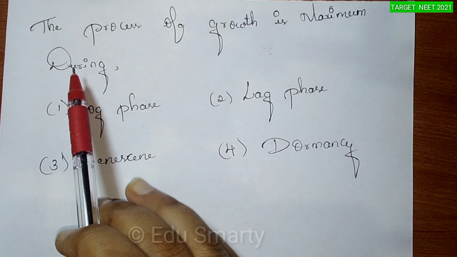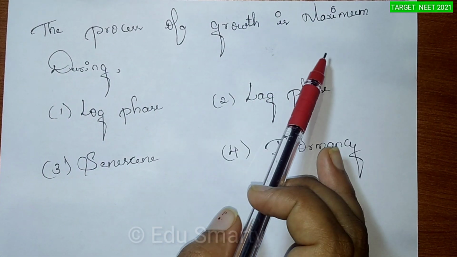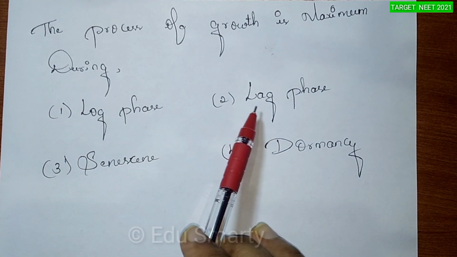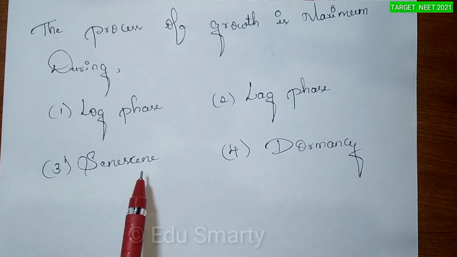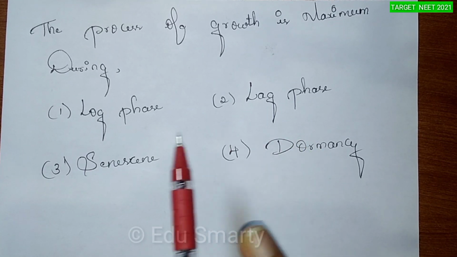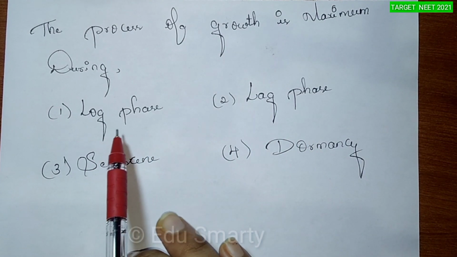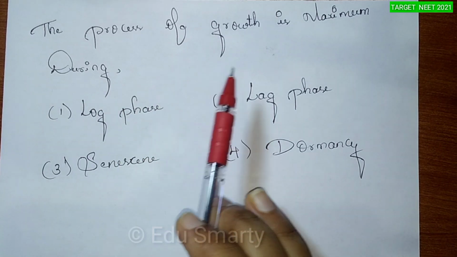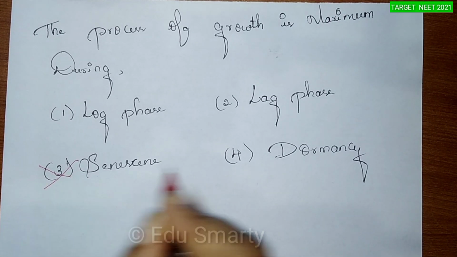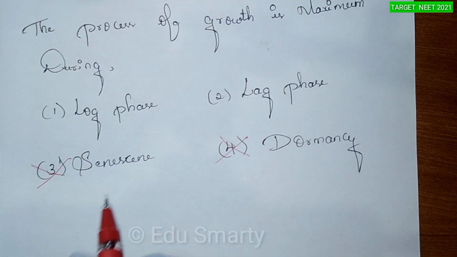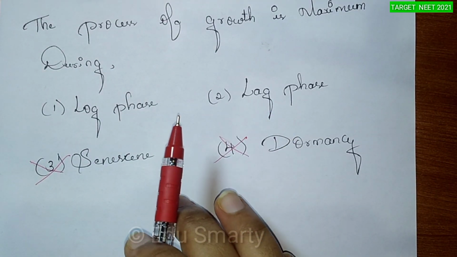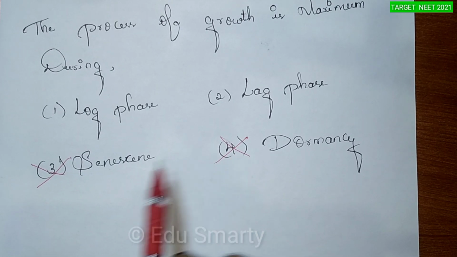The next question: the process of growth is maximum during option 1 log phase, option 2 lag phase, option 3 senescence, option 4 dormancy. Among these we need to find out in which phase the growth will be maximum. Here they have given log phase and lag phase, which means they are talking about bacterial growth. So we can eliminate the other 2 options, because in bacterial growth we have 4 phases, that is lag phase, log phase, stationary phase and death phase. These 2 won't come in bacterial growth.